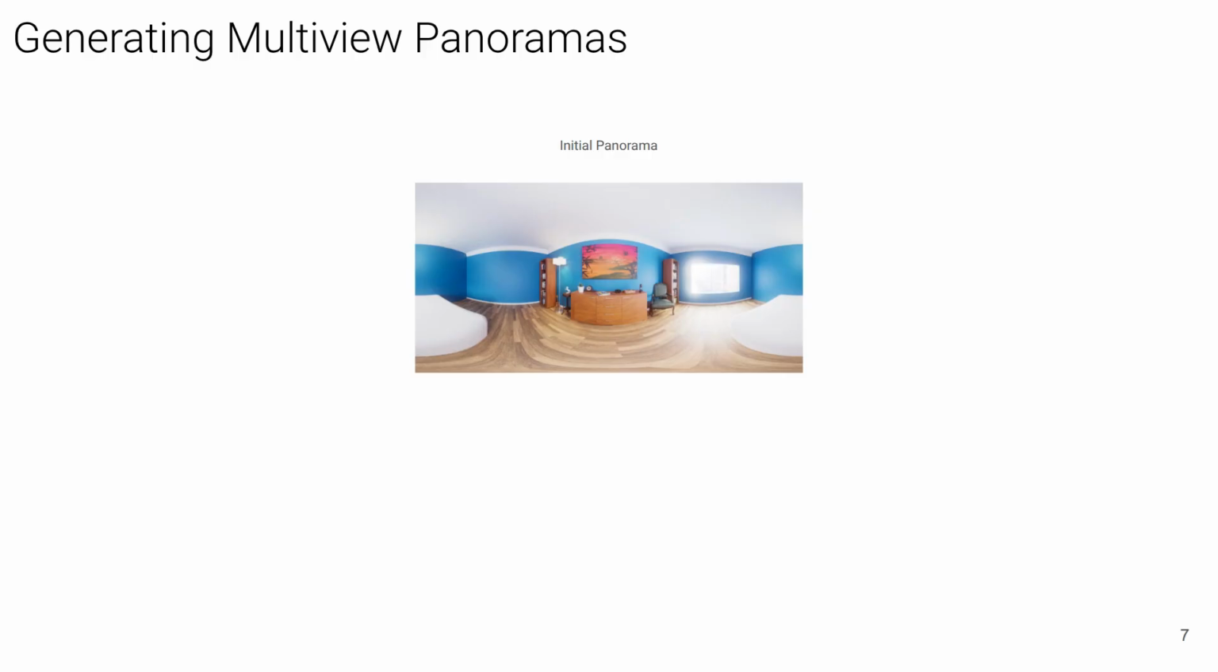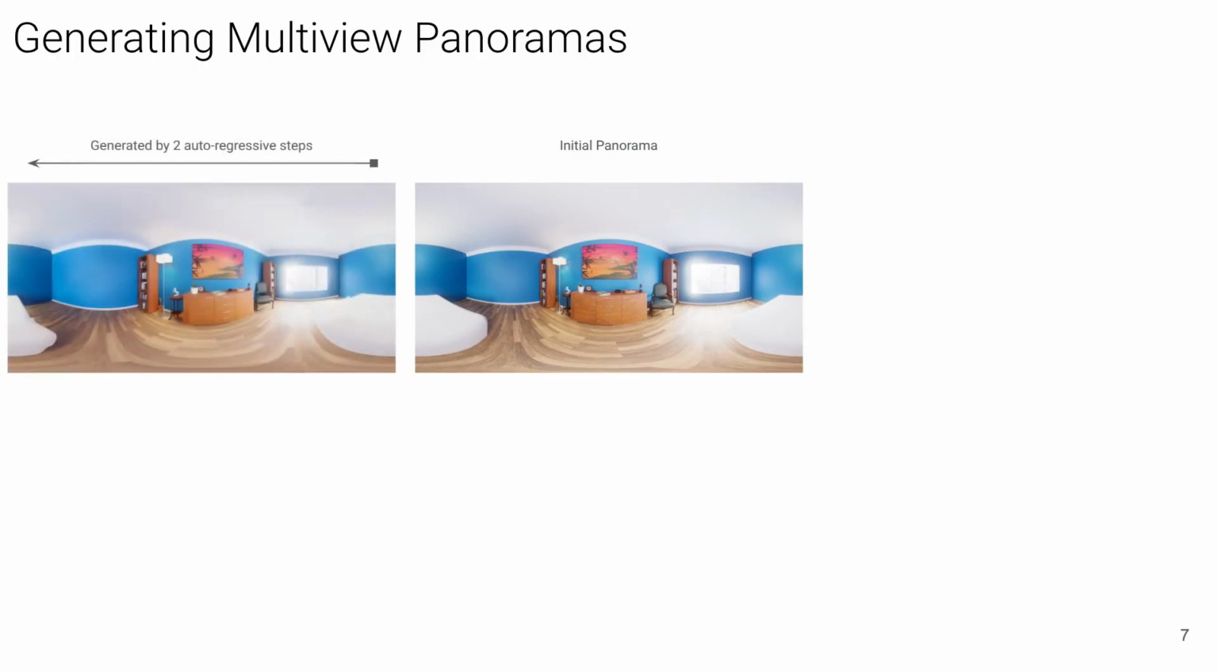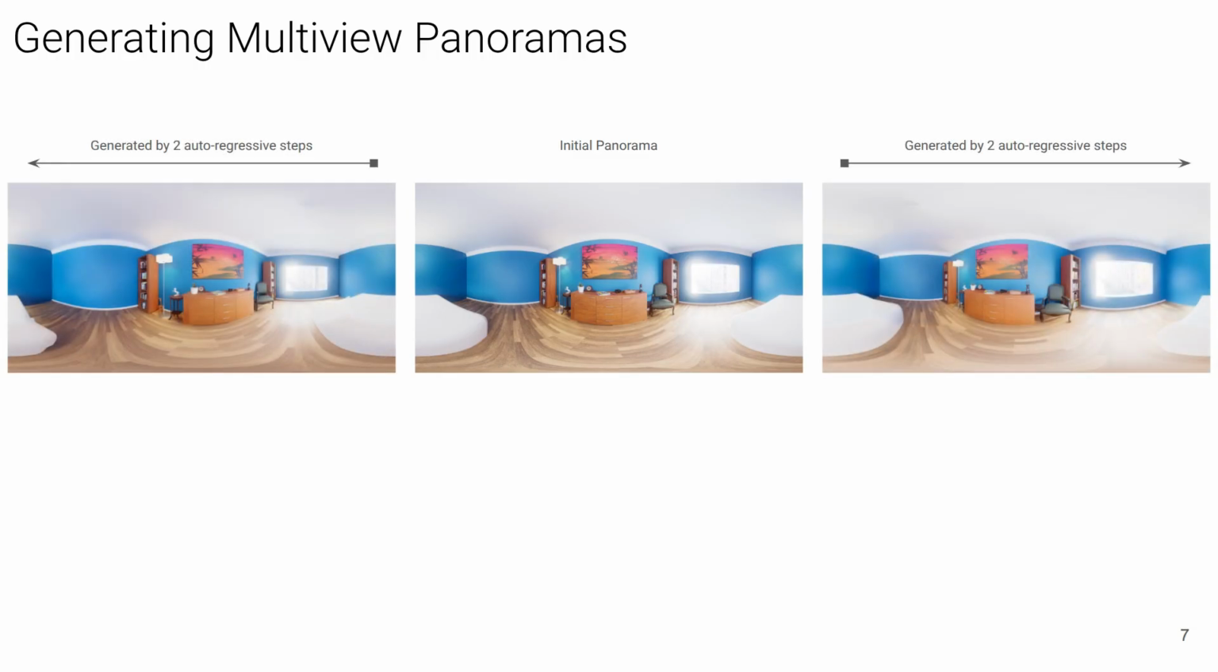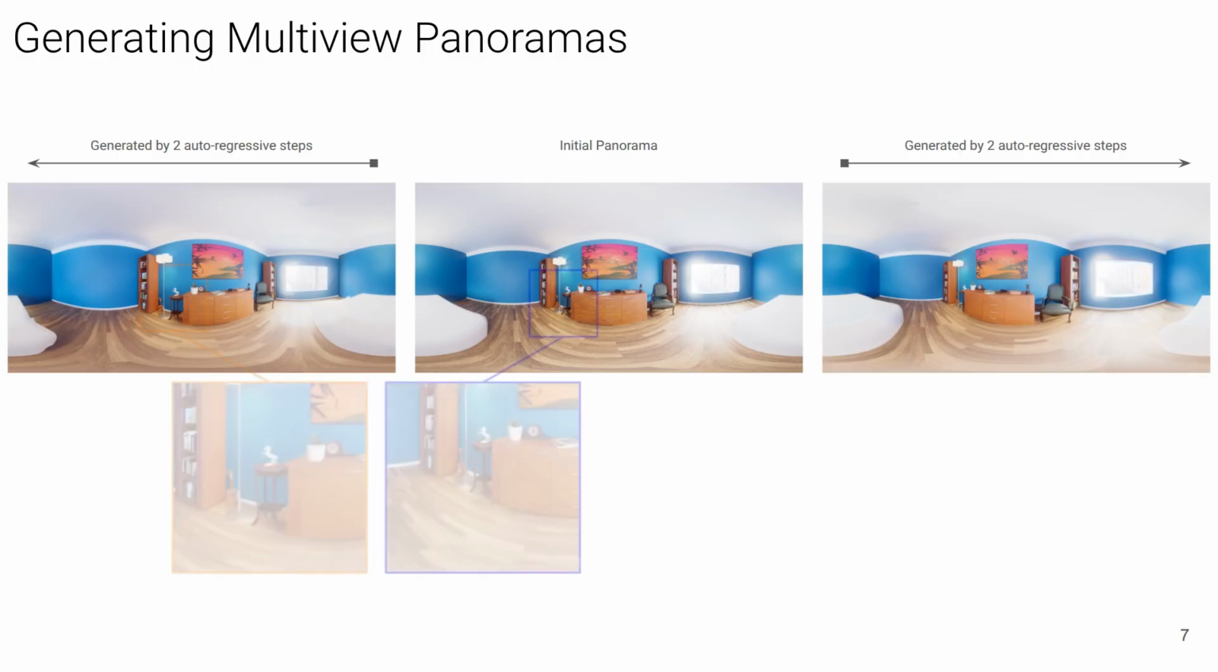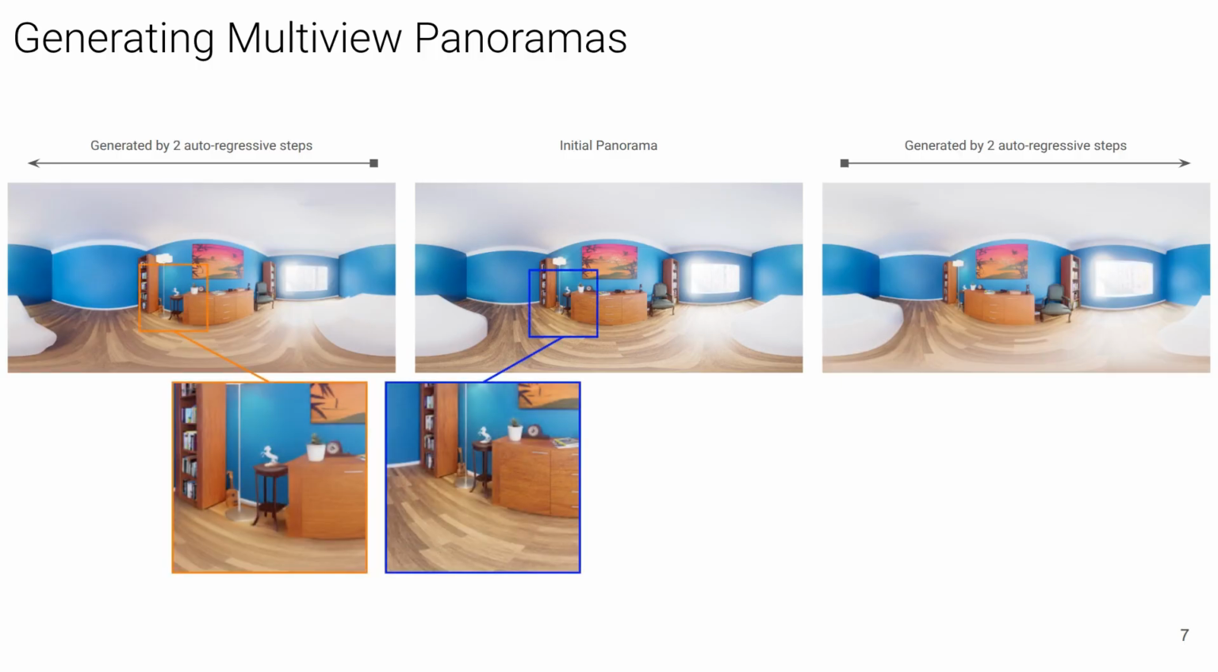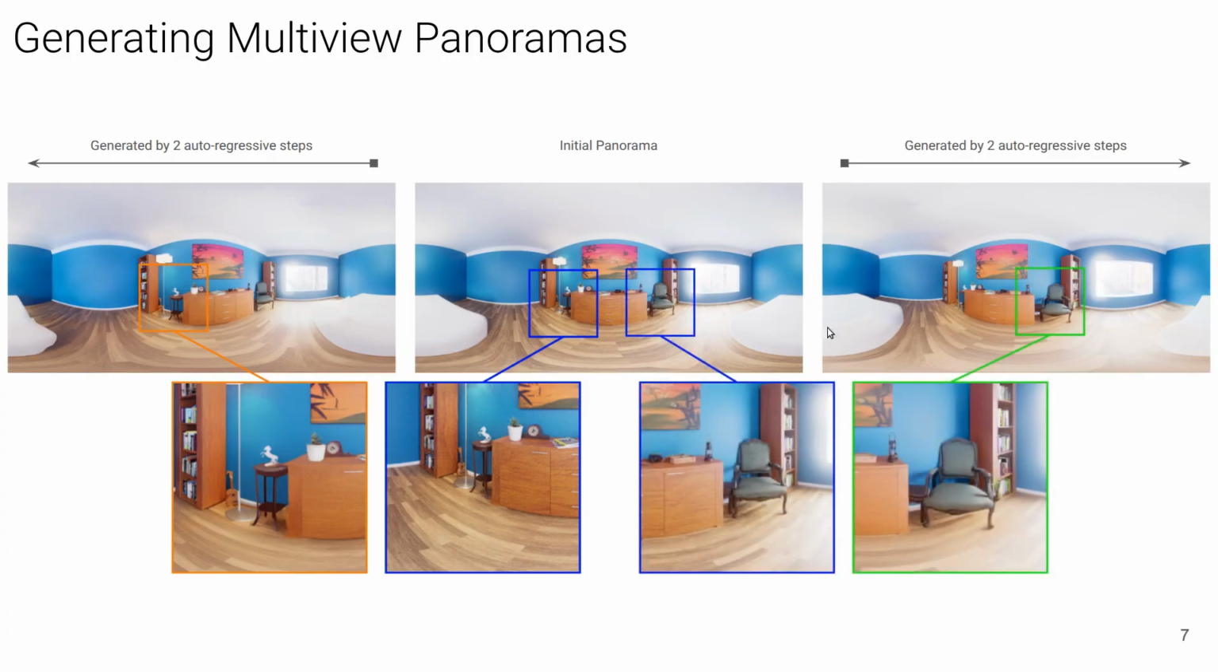So let's take a look at some results. Here we see the initial panorama, from which we take 2 autoregressive steps to the left and 2 autoregressive steps to the right. If we zoom in here, we can see that, for example, this small table with the figure on top gets correctly rotated and the empty previously occluded space is correctly filled in. Same goes for the other side. Here, the chair is correctly rotated according to the viewpoint change and the occluded areas are filled in. Importantly, all the details are still retained in the novel views.